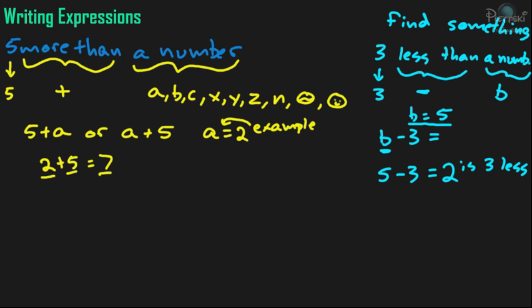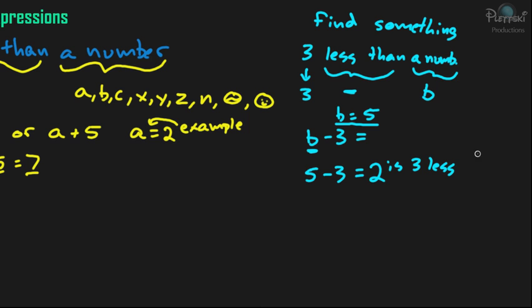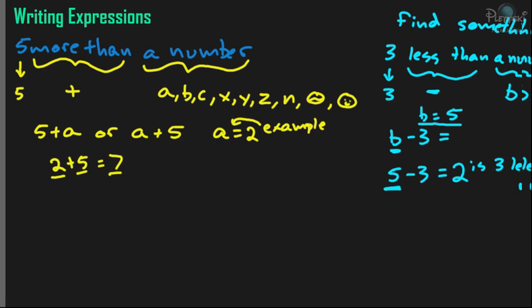And how about this? I'll move the screen over a little bit. Okay, 2 is 3 less than a number. Okay, and what was the number? Well, the number was 5, because we're saying a number was b, and then we're saying, well, what if b is 5? So we're starting with our number 5, and we're trying to find something that's 3 less than that. So we take 5 minus 3, and you get 2, which is 3 less than 5. Okay, I hope that makes a little more sense when we actually put in the numbers.